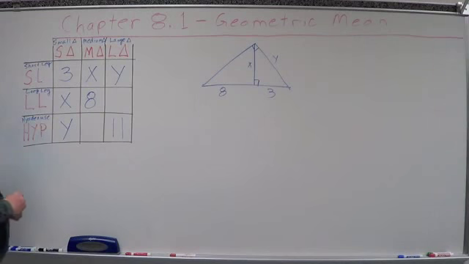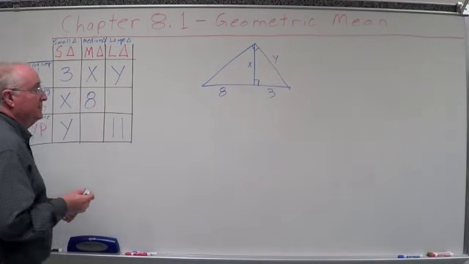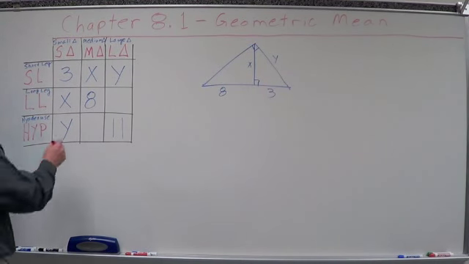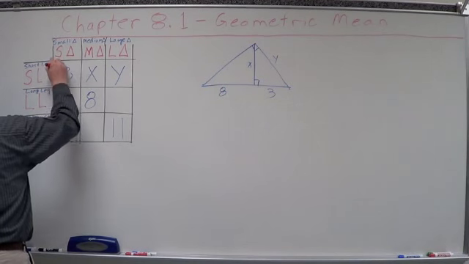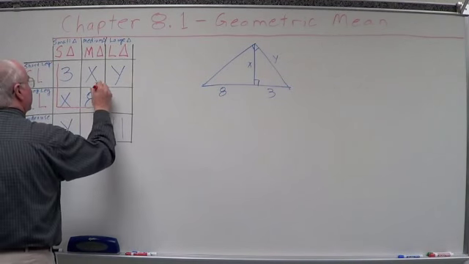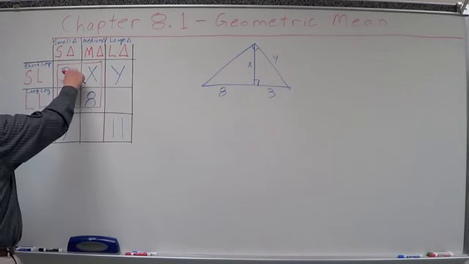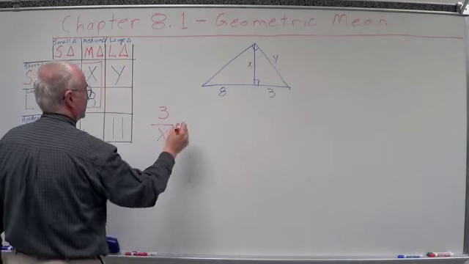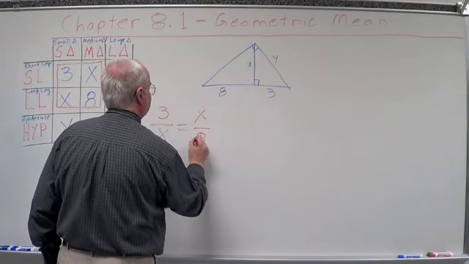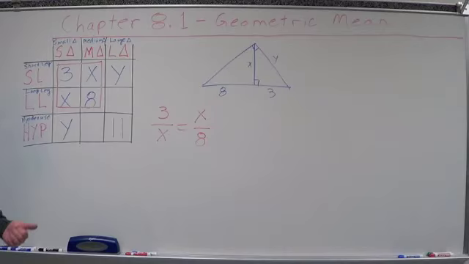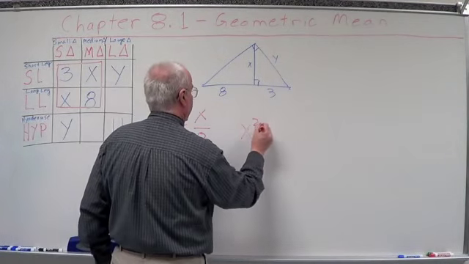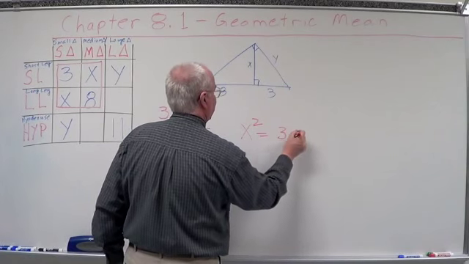Now, let's see what we got here and see if we can put something together. Remember we talked about ratios? Okay, chapter 7. Notice this ratio right here. We can mark it. What do we got? 3 is to x equals x is to 8. Wow. Cross multiply and let's find a solution. Cross multiply. x squared equals 3 times 8.